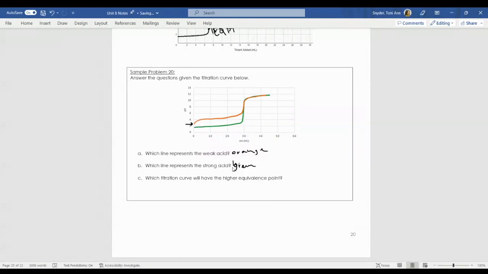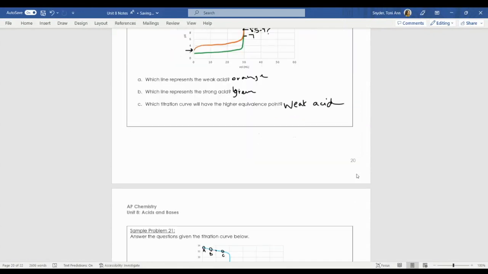Which titration curve will have the higher equivalence point? Looks like for the green, my equivalence point is right at about 7 again, because this looks like it's for a strong acid with a strong base. For my orange, looks like my equivalence point's a little bit higher than that. We're going to say maybe at about 8.5 to 9. We're just kind of estimating. So your equivalence point is higher for the weak acid. Like I said, we'll get into why as we do more problems with this in class, but do note that that equivalence point is not the same.